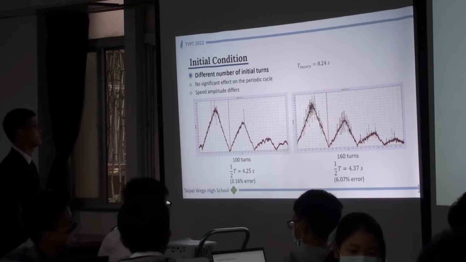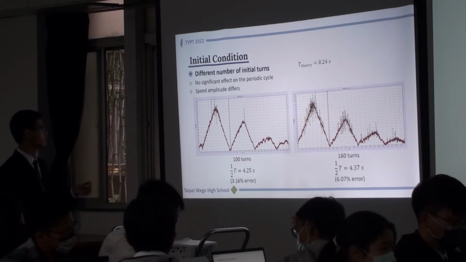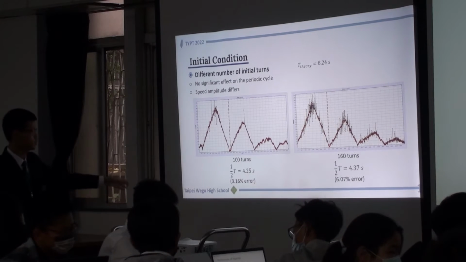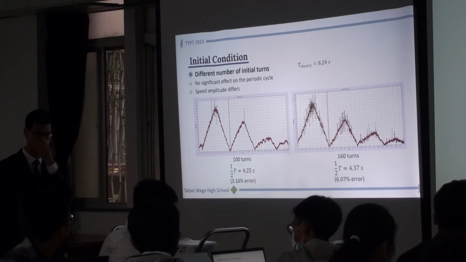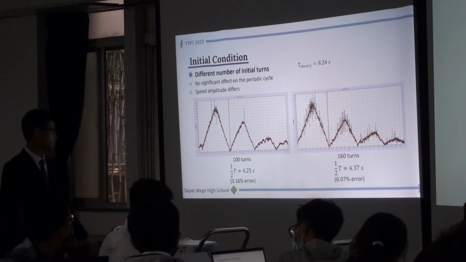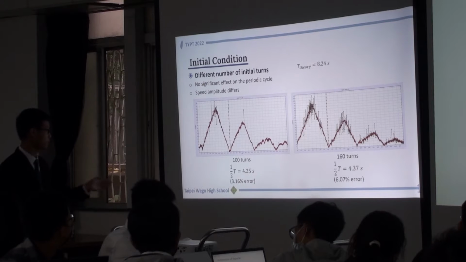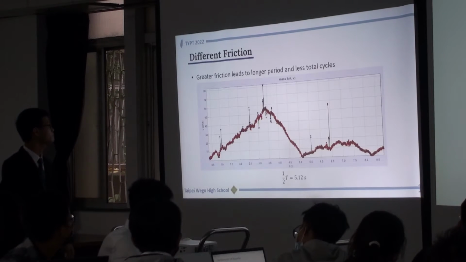And next, we're going to talk about the initial conditions, which are the other parameters. We found that there's no significant effect on the periodic cycle, for which we used 100 turns and 160 turns. We only calculated the first cycle because we wanted to ignore most of the other errors. However, there is still quite a significant error when we calculated it, and we will explain what the possible factors could be later.